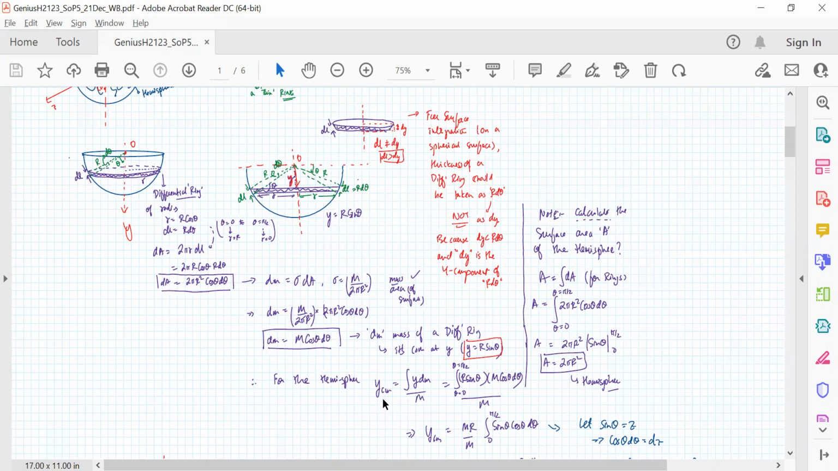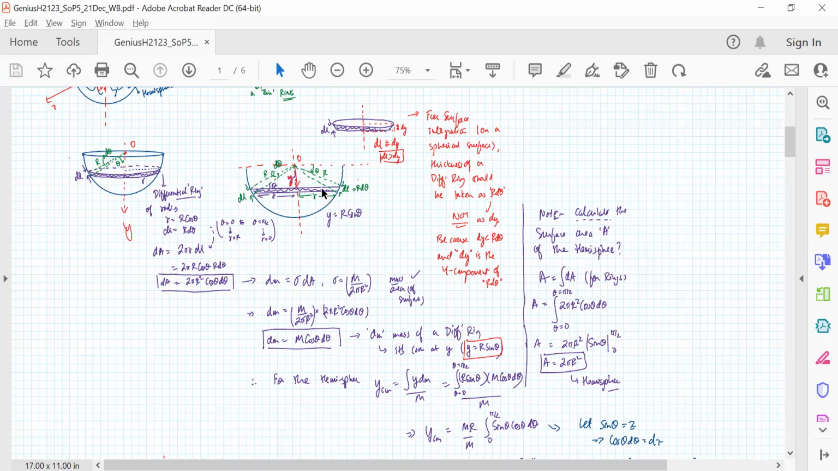Okay. So next, once we got dm, now we come to the main formula of the center of mass, that ycm for the hemisphere is integration y dm divided by total mass. So in this integration, what is this y over here? Inside the integration, what should this y be? It should be where this mass dm is located, right? From the origin. So dm is the ring. So what is y? It is the y coordinate of the ring center of mass, right?